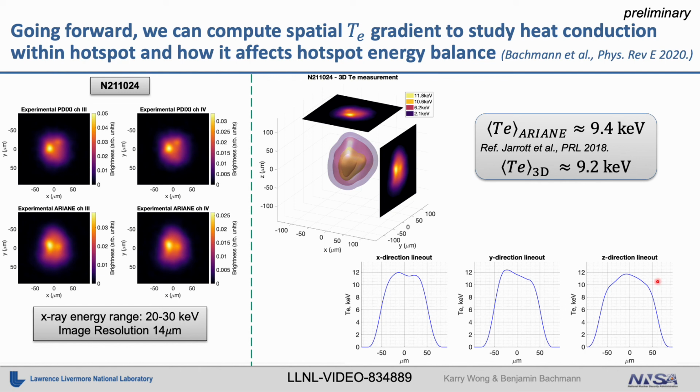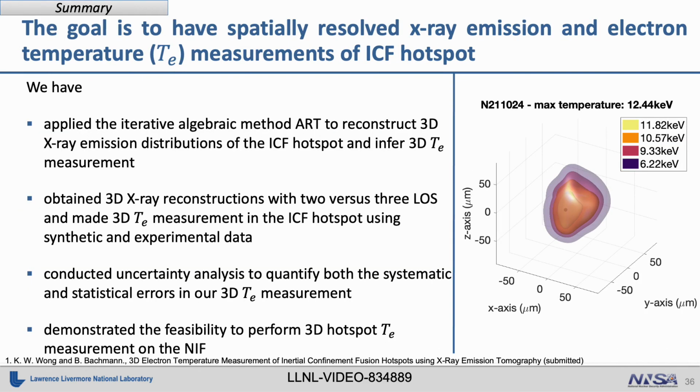Going forward, one other very interesting thing to do is to compute the temperature gradient using the central line out or the 3D TE map that we've shown here. By computing the TE gradient, it can give us more information about the heat conduction and how it affects the energy balance inside the fusion plasma in the hotspot. And that can give us a lot of insight into the energy balance mechanism of the ICF hotspot.